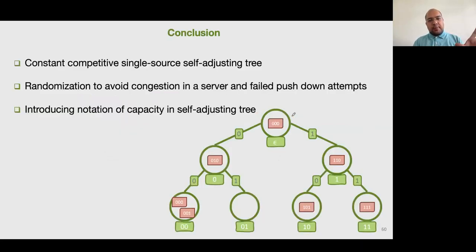So in summary, we introduced the constant competitive single source self-adjusting trees, and we showed how, with this randomization, we can avoid these failed attempts and also avoid congestion in each node. And this notion of capacity, I think this was something new. We haven't seen it before, and maybe it is a feature of our tree.